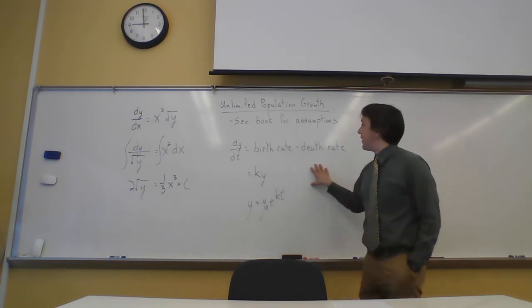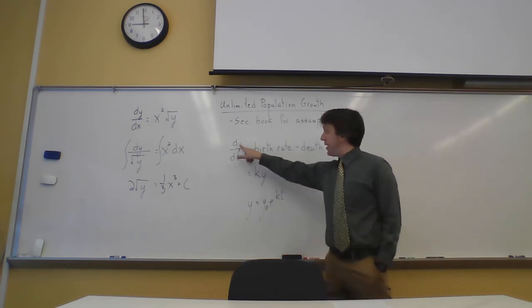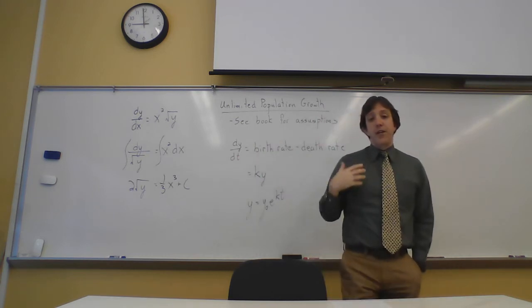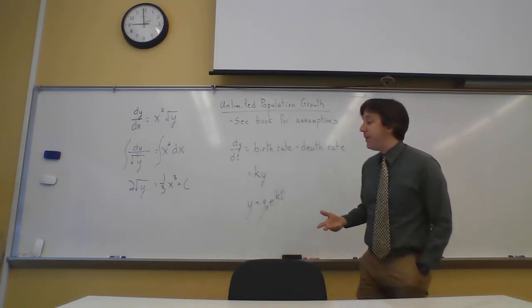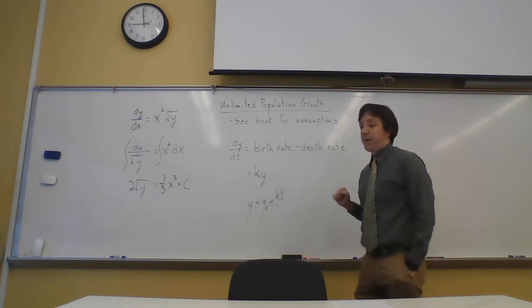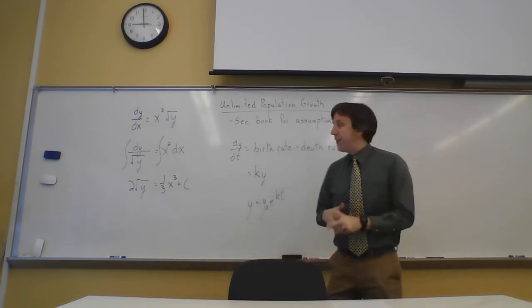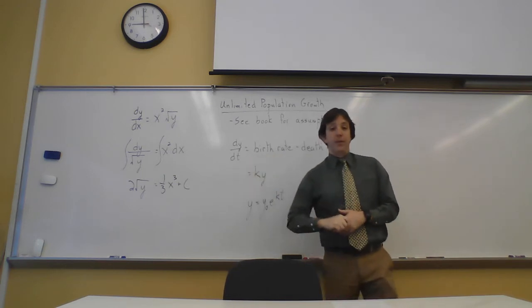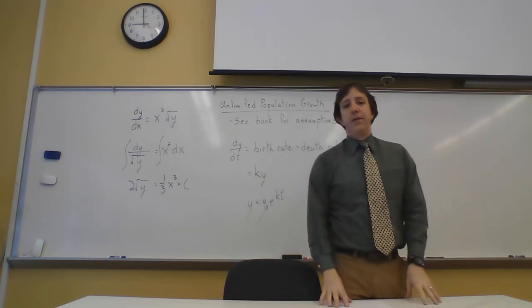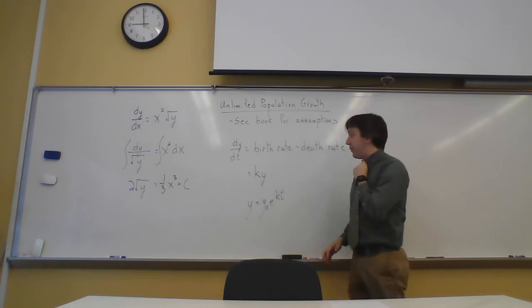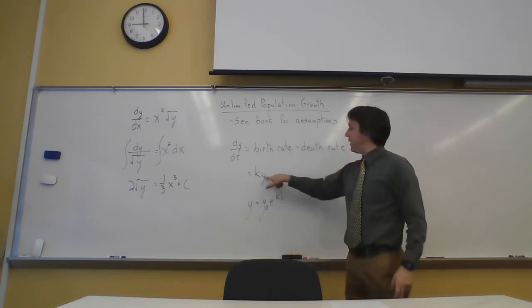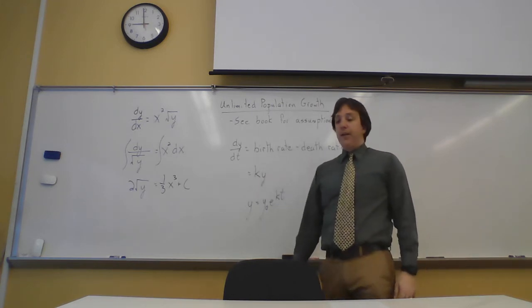But let's say that if y is our population, the change in population with respect to time is going to be equal to the birth rate minus the death rate. Right? That makes sense. If your birth rate is higher than your death rate, you have a positive change in population. And if your death rate is higher, you get a negative change in population. You have a shrinking population. And that's going to be equal to some constant times y.